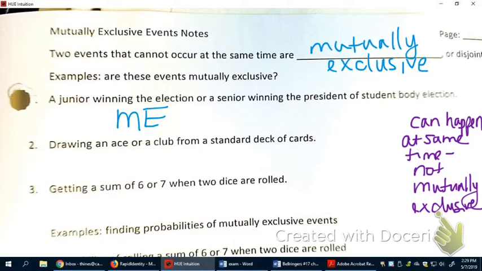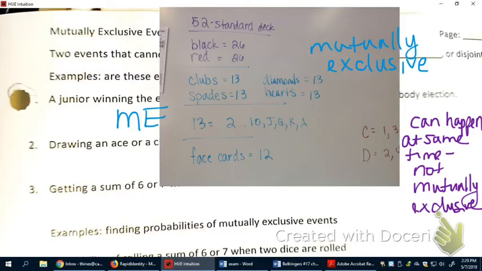Okay. Number 2, drawing an ace or a club from a standard deck of cards. Okay, so let me talk a little bit about cards. You may or may not know things about cards, but there's a standard deck of 52 total cards. There's black cards and red cards, half and half, so there's 26 of each. The black cards are either clubs or spades. The red cards are either diamonds or hearts. That means there's 13 of each of those.